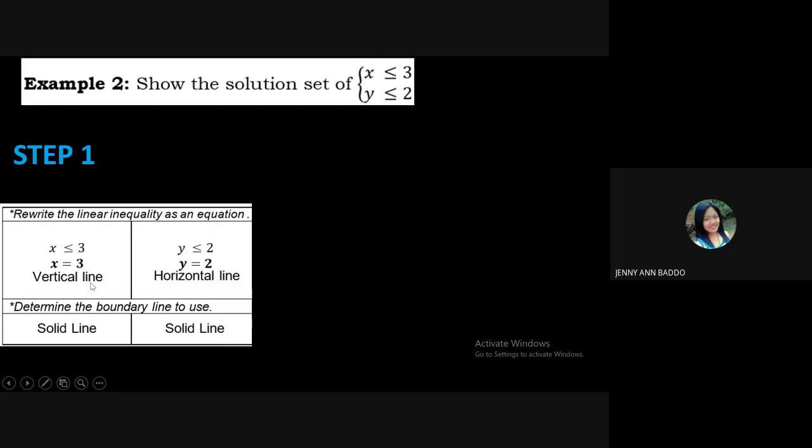Note that since the given equation is x equals 3, that means it's a vertical line. For y equals 2, it's a horizontal line, because whatever value of x is, the line is still at y equals 2. Next, considering the given inequality symbol, since we have two less than or equal to, then both boundary lines are solid lines.